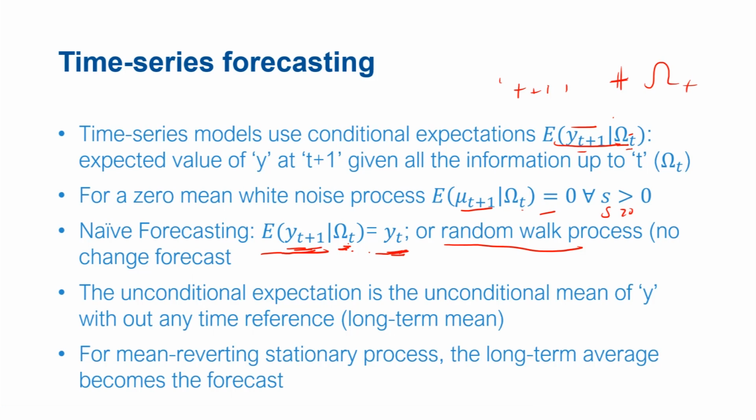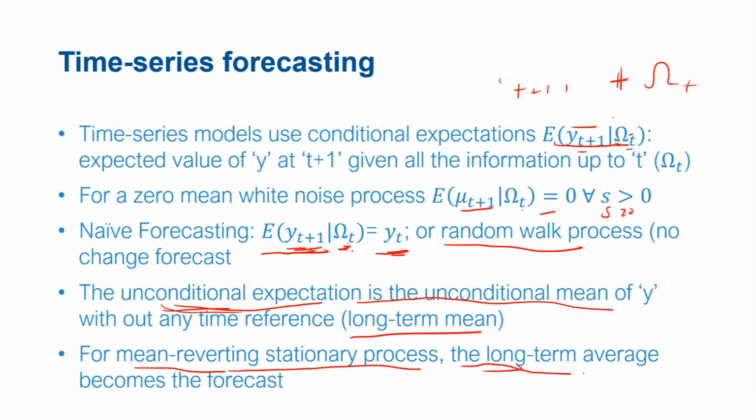There is another set of processes which are mean reverting, which are expected to revert to their long-term mean, and therefore in that case the unconditional expectation is taken, and that unconditional expectation of the mean of y is taken as the forecast, a sort of long-term mean. So for a process which is known to revert towards some long-term mean, what is unconditional? It means we have taken the mean over a long horizon, not specific to particular information, but over a long horizon.